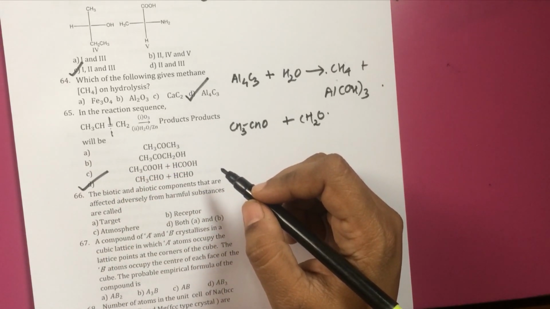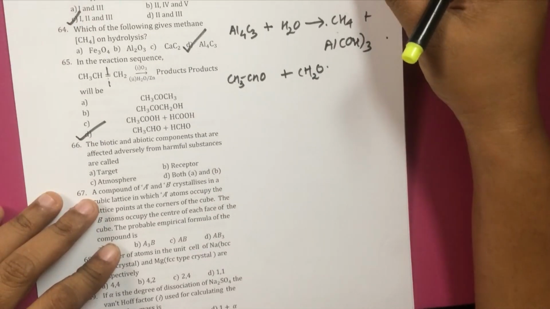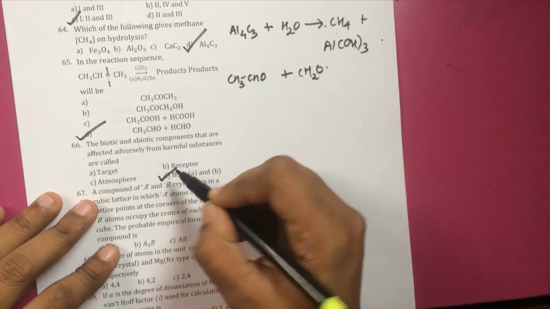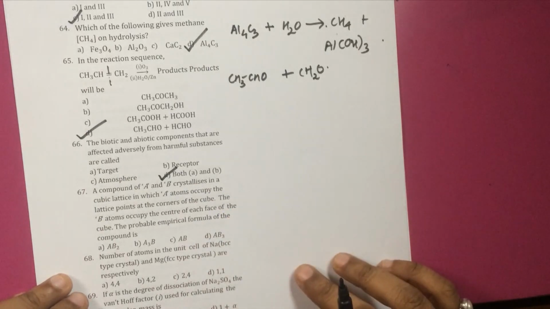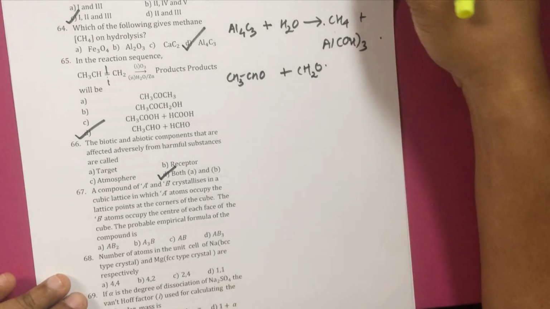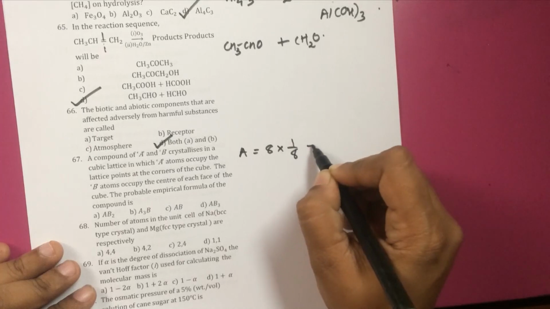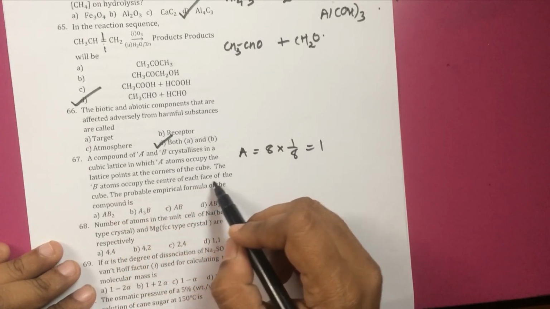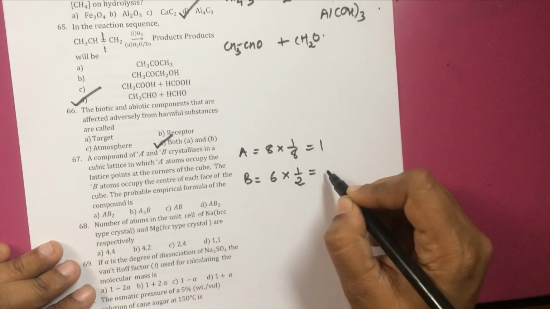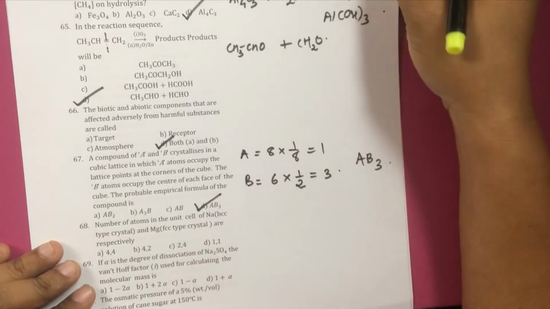Question number 66. The biotic and abiotic components that are affected adversely by harmful substances are target, receptor, atmosphere, both A and B. The option is D. Question number 67. The compound of A and B crystallizes in a cubic lattice in which A occupies the lattice points at the corners. So A equals 8 into 1 by 8, that equals 1. B occupies the center of each face of the cube. So B equals 6 faces, each contributes half, so 3. Therefore the formula is AB3, option D.